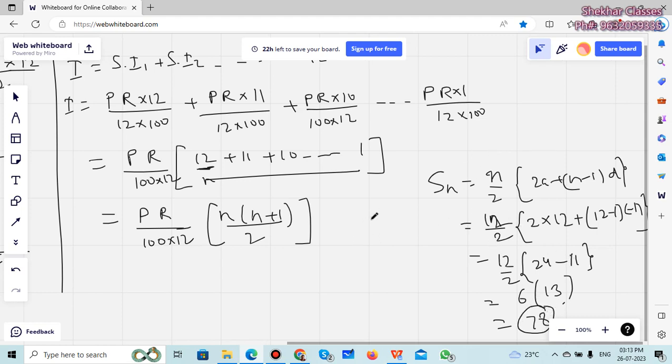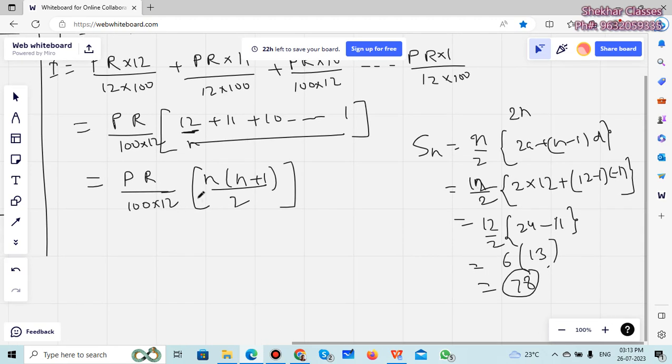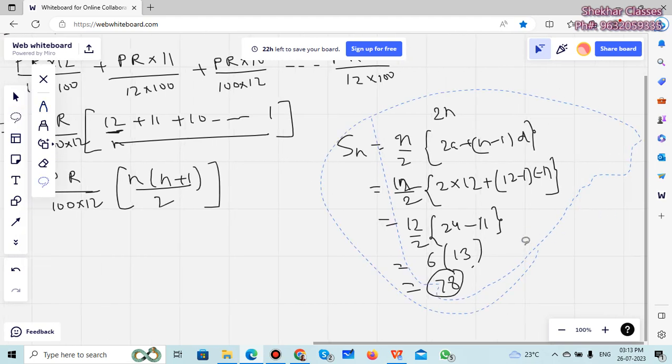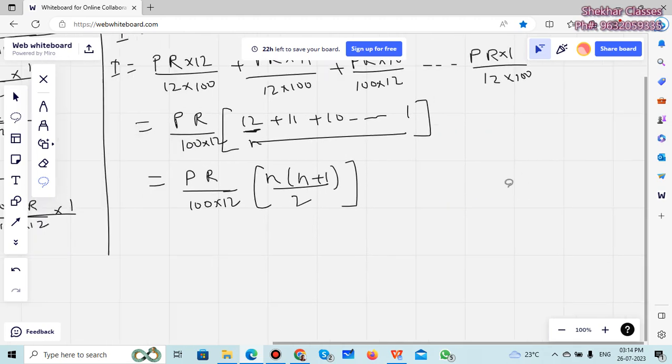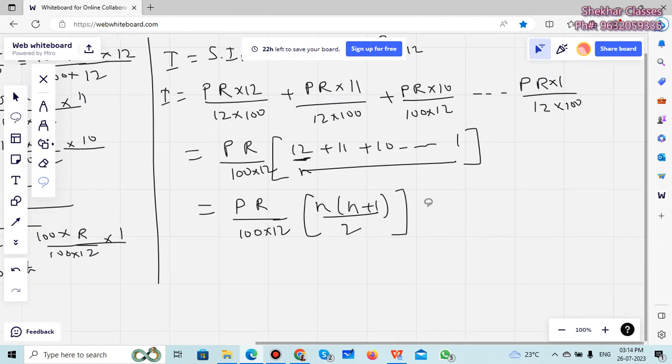To make it general, what do we do? We do not know how many months, so we will put n upon 2 here. And this will be 2 times a, plus n minus 1 times d. You follow that, solve it, and you will get the value. I'm not doing that for you because we are wasting time on all of these. So you will get the formula, and the formula will be as such here.